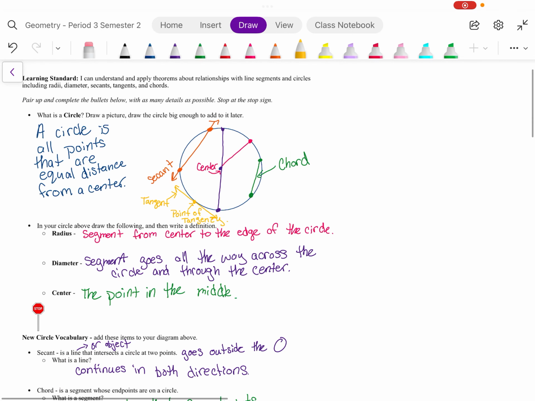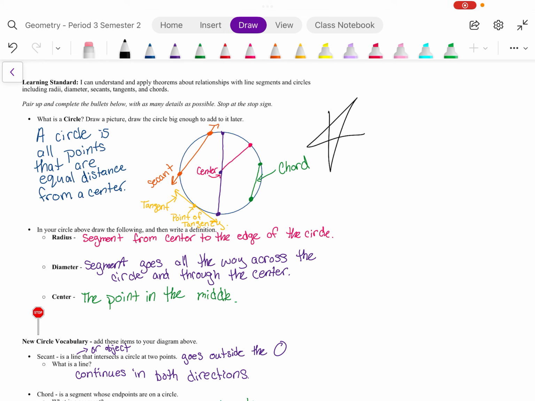All of this vocabulary is really important. There is a section on the quiz and also on the test. So make sure you are reviewing this and studying it all the time, and you know the difference between the different terms.